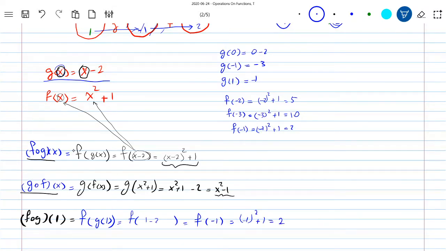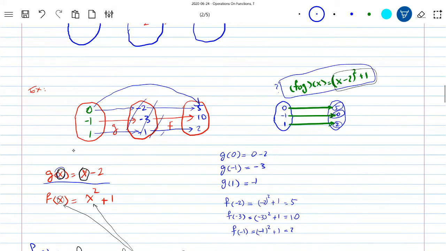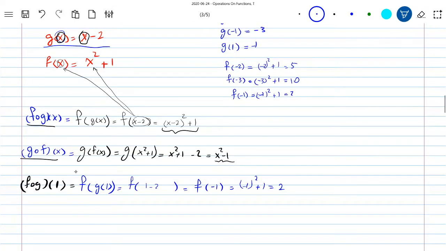Where do you end up? At 2. And if you remember, if we start from 1 as an input, where did we end up? We ended up at 2. That's exactly what we calculated here. You start from 1 as an input and you go through the f of g, where you end up is at 2.